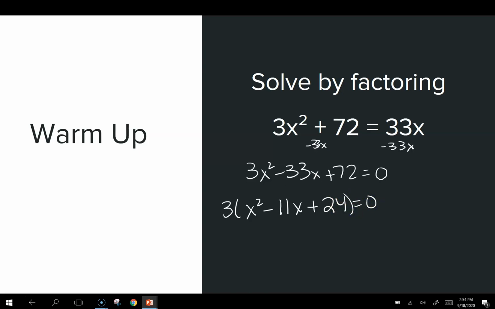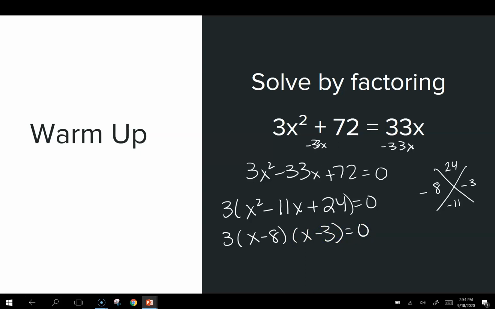Doing that, now we just have basic factoring. So we think to ourselves, what is going to multiply to give me positive 24, to add to give me negative 11? 24 has a plus sign, so they're both going to be the same sign. 11 is negative, so we know they both have to be a negative number. And those numbers are going to be 8 and 3. So this factors to be x minus 8 and x minus 3.